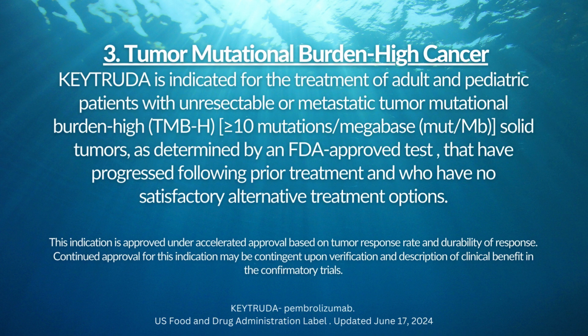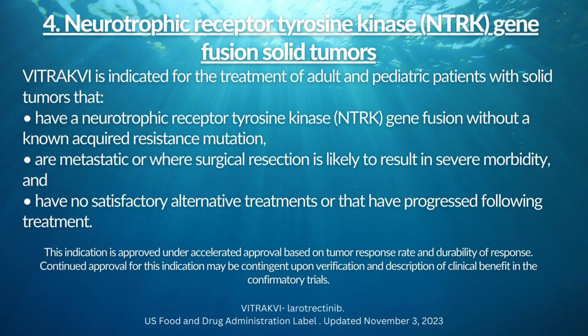And this is essentially just for any adult or pediatric unresectable or metastatic tumor. So very important also to test for tumor mutational burden. This will be available in pretty much all of the NGS panels available commercially. So very important to have that.